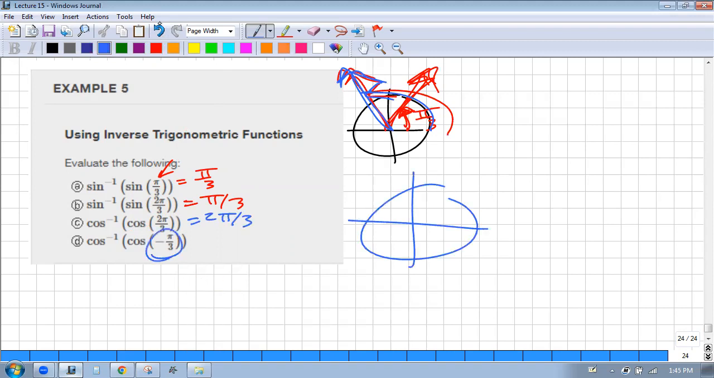However, minus pi over 3 is down here, but cosine inverse always gives us something up there. So instead, it's going to give us that one. It's going to give us pi over 3, because cosine of both of those is a half, right? So you're not going to get the minus pi over 3 back.